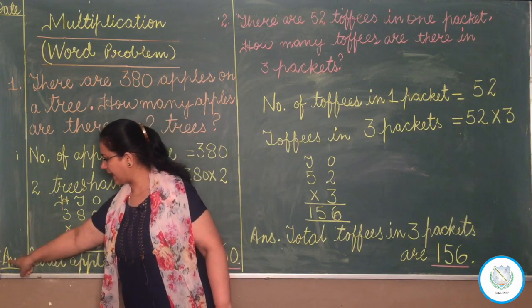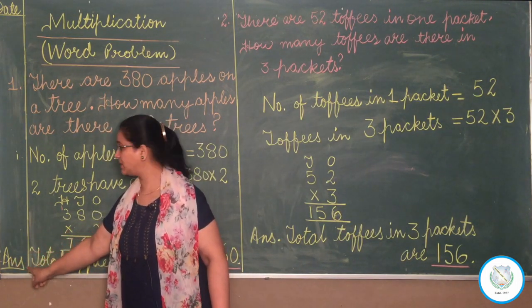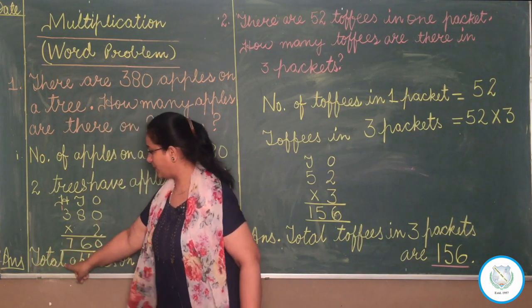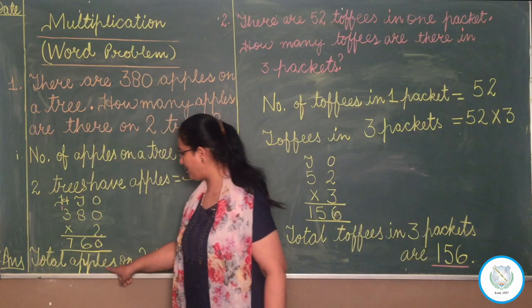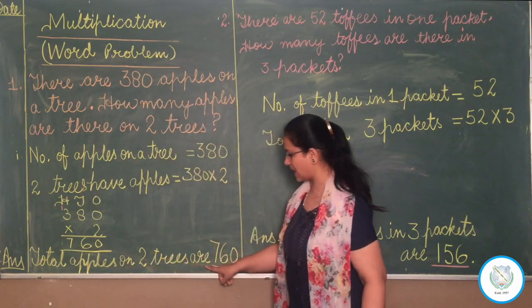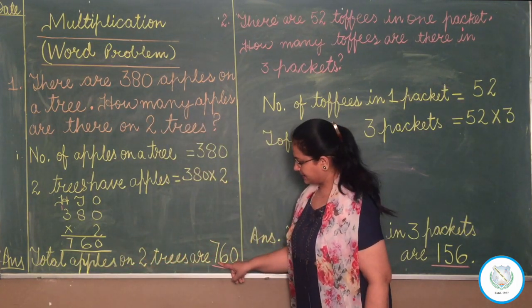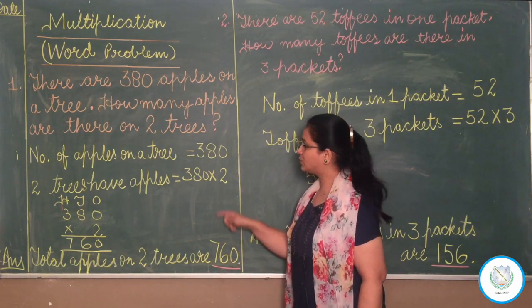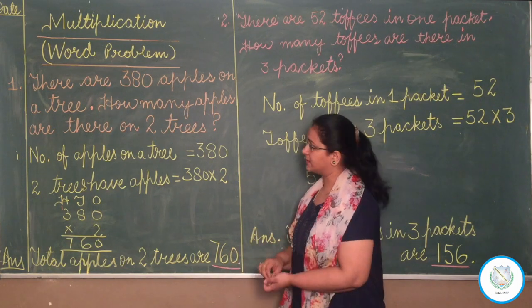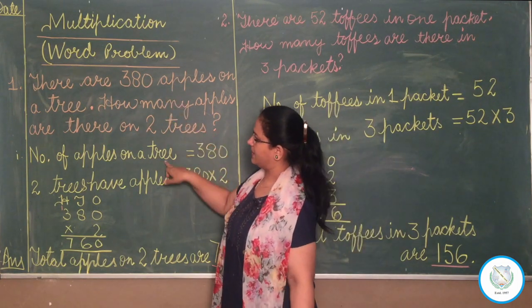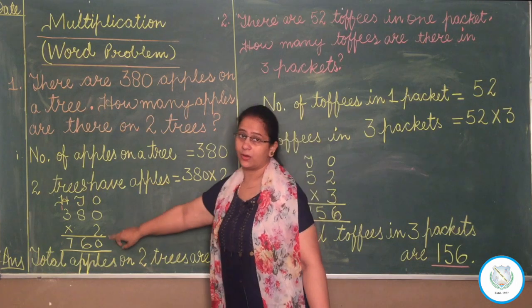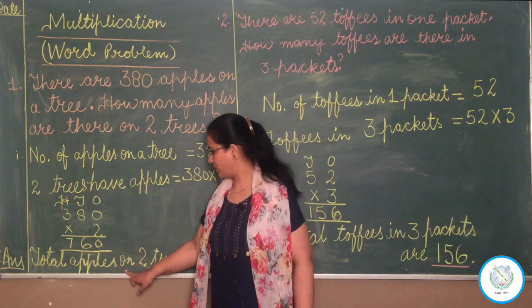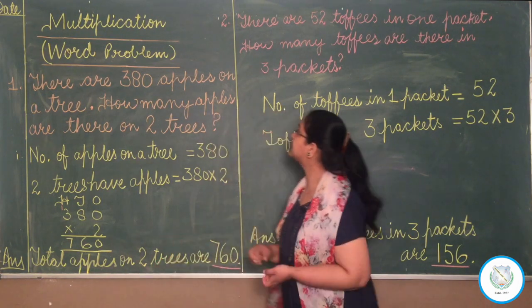Again we will write A and S, that is answer, before the margin. Okay children. So the statement will be, the answer will be total apples on two trees are 760. So we will write like this. Okay, this is the first statement. The second statement, we will solve the sum and then we will write the answer. I hope you have understood. Now we will do another example.